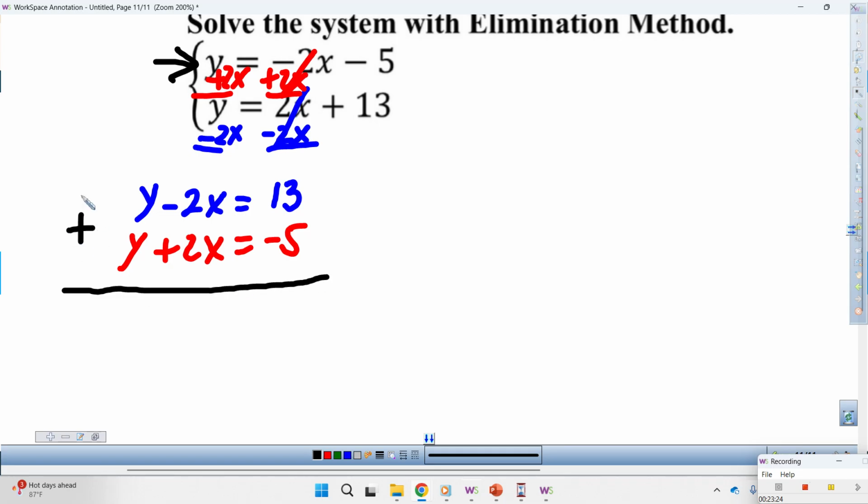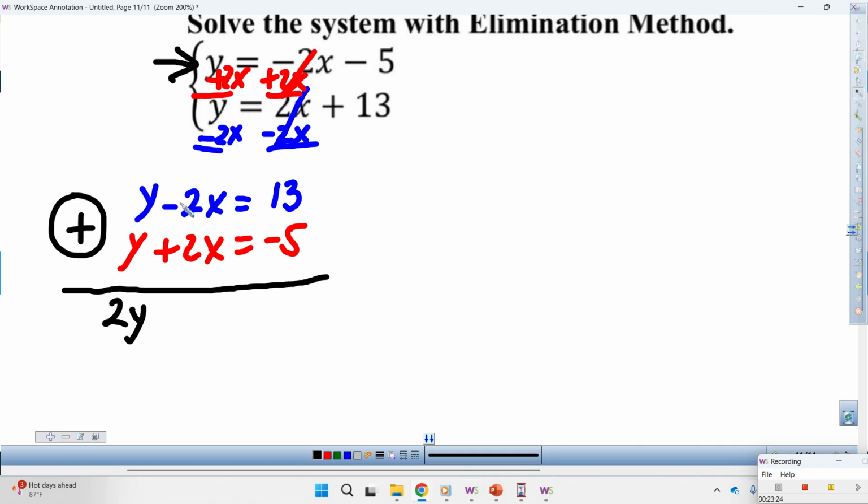And put a plus sign here. And we're going to combine both equations. Y'all ready? Here goes. What is y plus y? Y plus y. 2y. Okay. What is 2x minus 2x?